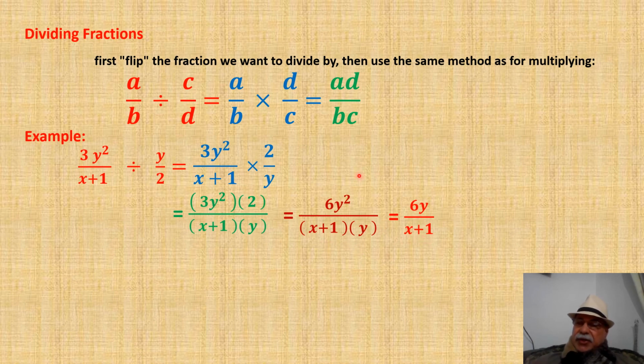This y goes with this y to cancel, and it becomes this 6y, because this y with this y is gone, cancellation. And I show you this here in order to understand what I do. We cancel this y with this y, and we become like this.